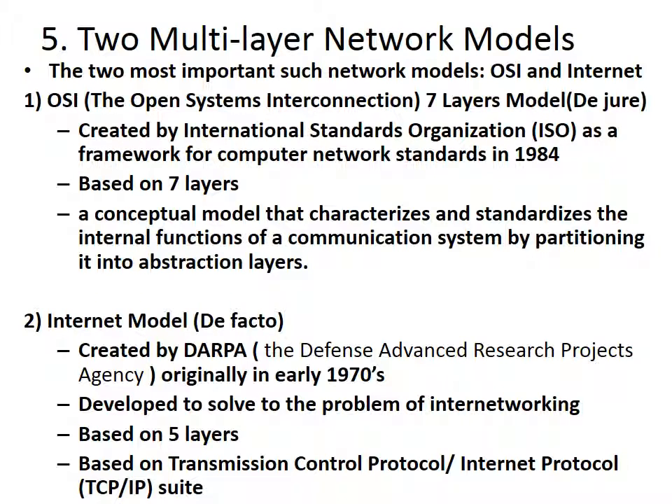Currently there are two widespread multi-layer network models. One is OSI, the Open Systems Interconnection, 7 layers model by ISO, the International Organization for Standardization. It is a de jure type of standard. It is a conceptual model that characterizes and standardizes the internal functions of a communication system by partitioning it into 7 abstraction layers. For networking there is another approach. It is the Internet model, which is called the TCP/IP model. It is a de facto type of standard. It was based on a 4-layer conceptual DARPA model, which is named after the US government agency that initially developed TCP/IP.